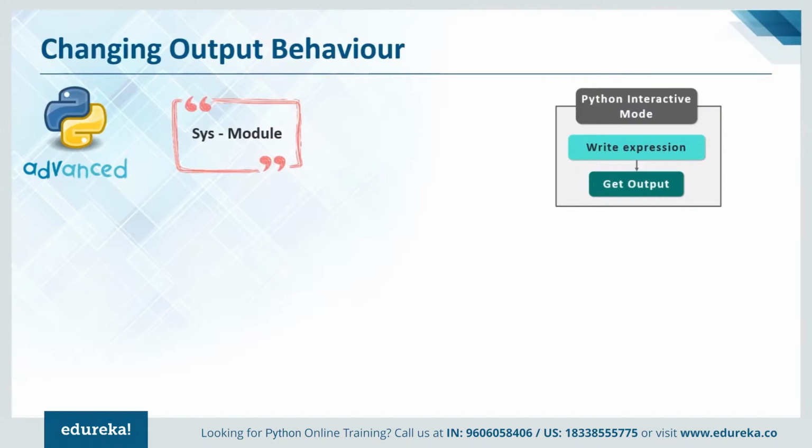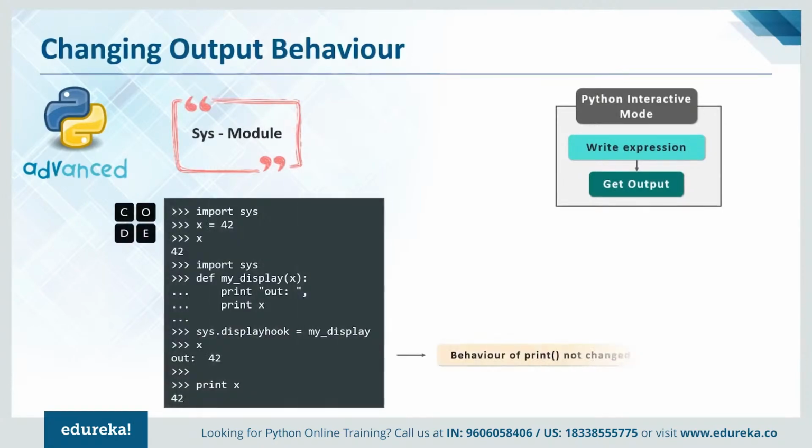Let me just repeat that for you guys. We have the interpreter which prints interactively entered expressions, right? So we'll need to rebind sys.displayhook to a callable object. We will demonstrate this in the following interactive example. Check it out. We can see from this example that the standard behavior of the print function will not be changed. Importing sys, we are giving x a value, so x equal to 42. Then we define my_display, and we print out x again. Here we're using the display hook, so sys.displayhook is equal to my_display, and then x. The print function remains the same, as you can check. This is how we can change the output behavior without changing the behavior of the function.